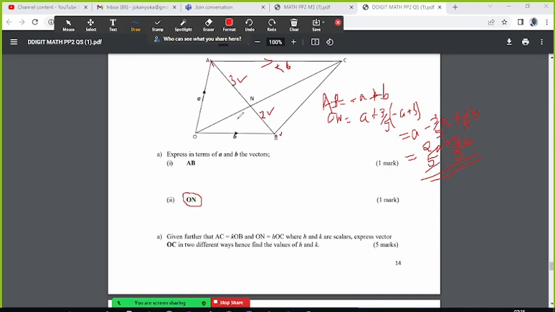In the diagram, O to N is h OC. So from O to N is h, then the whole of it is OC, so ON is h OC, h being a fraction of OC. Let us express vector OC in two different ways, hence find the values of h and k.